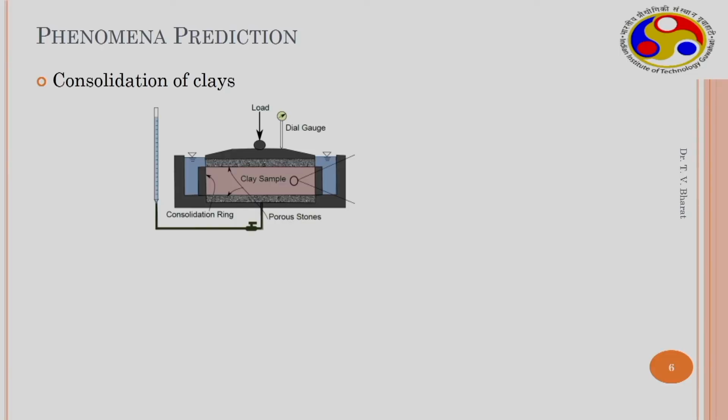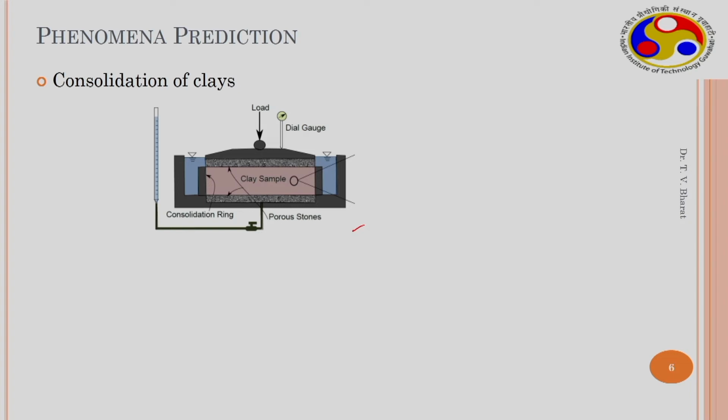Let us take the problem of consolidation. Consolidation of clays is a very important subject area in soil mechanics, and it is very important for the prediction of settlements and settlement rates, the ultimate settlement and rate of settlement of any structure existing on soil. Generally the soil samples from the field are brought to the laboratory and studied in odometer cells. An odometer cell illustration is given here.